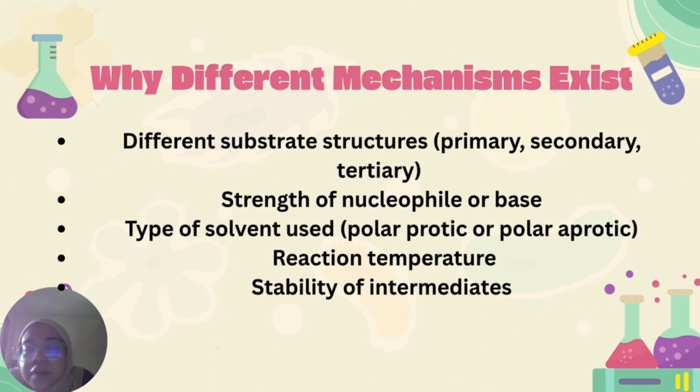Why do different mechanisms exist? The reasons are the different substrate structures, primary, secondary, and tertiary, the strength of the nucleophile or base, the type of solvent used, which is polar protic or polar aprotic, the reaction temperature, and also the stability of intermediates.